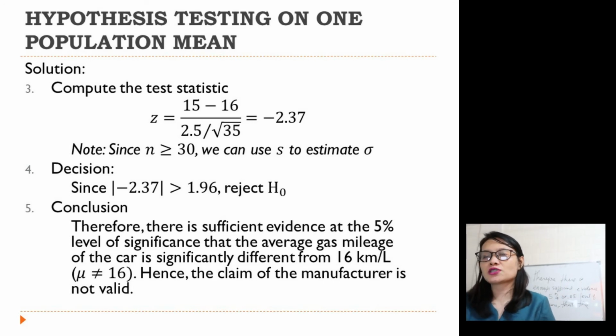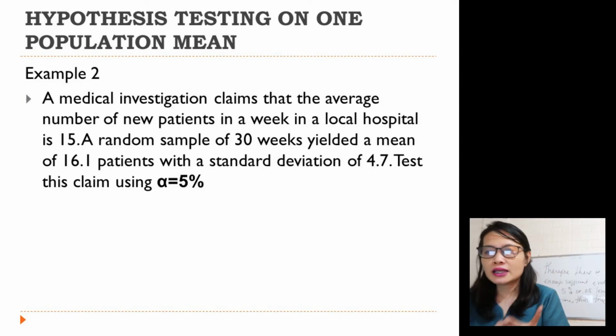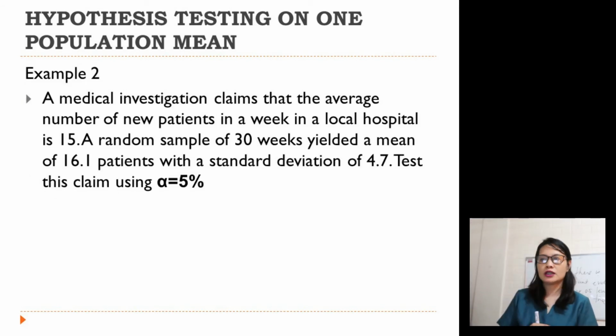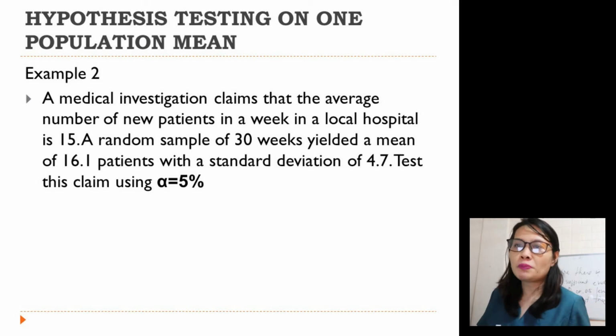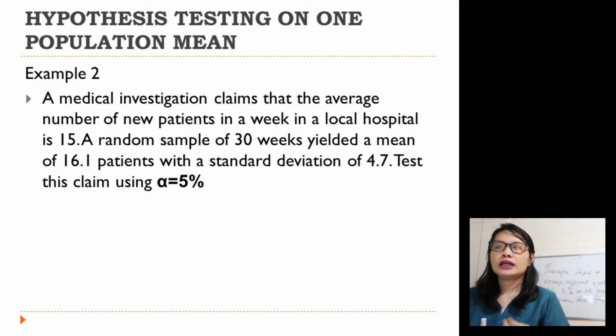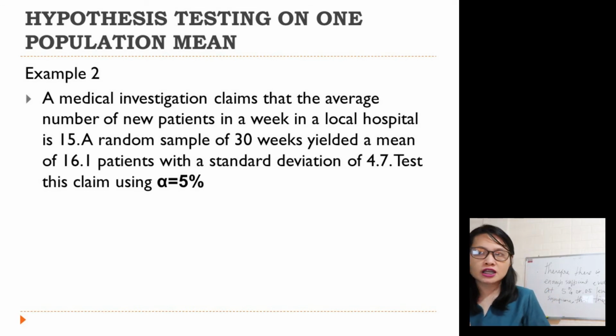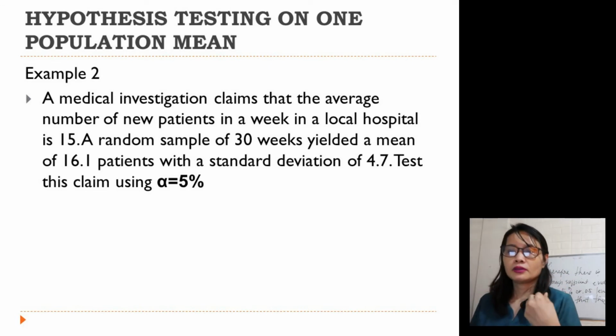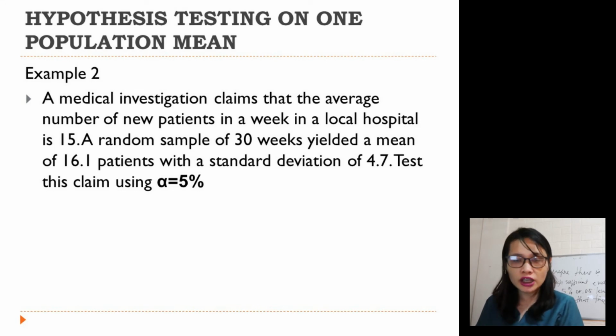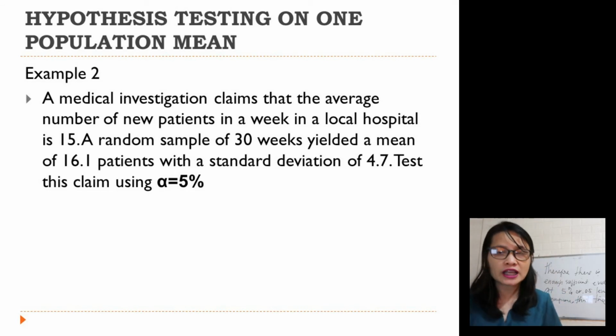Next, number 2. A medical investigation claims the average number of new patients in a week in a local hospital is 15. A random sample of 30 weeks yields a mean of 16 patients with a standard deviation of 4.7. Test this claim using alpha 5% or 0.05.